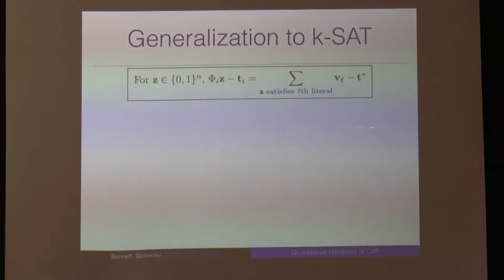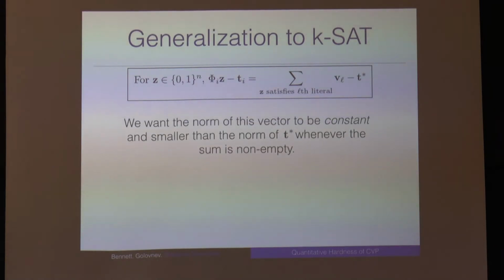So it's really important not just that this distance be smaller when this is satisfied versus unsatisfied. It's important that they all have the same length. So we want this vector to be constant and smaller than the norm of t star whenever the sum is non-empty. So when the sum is non-empty, we have a satisfied clause. We want this to be some constant. And when the sum's empty, we just get the length of t star, and we want t star to be longer than that constant.